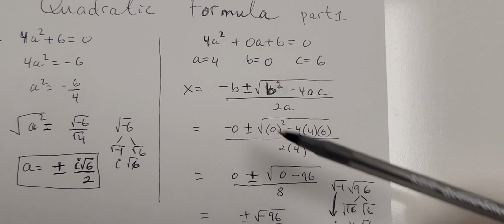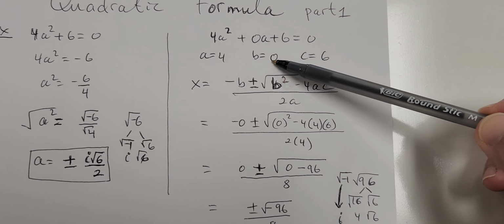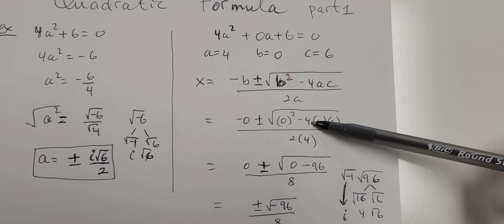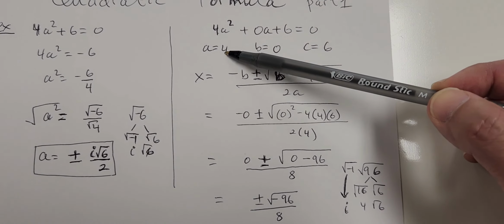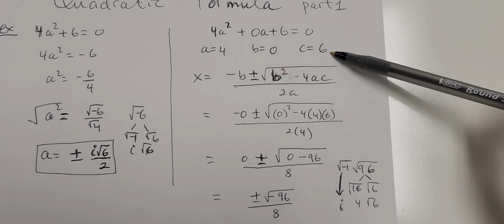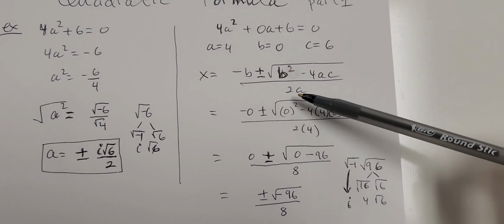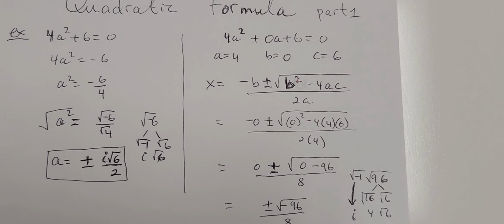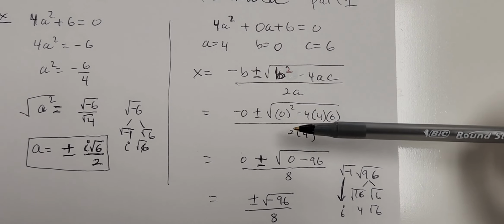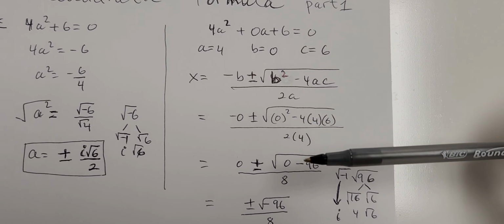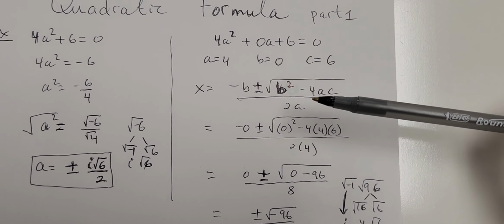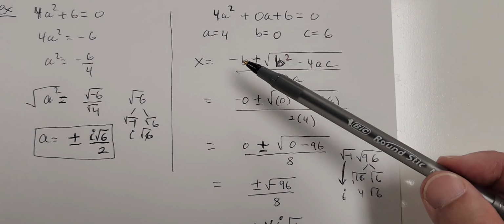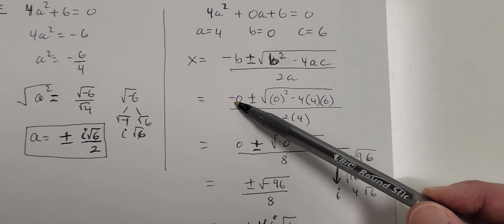One more time. This is b, b is 0. So there's the 0. b is also 0, so 0 squared, minus 4, a, which is this 4, c, which is this 6, all over 2 times a, this is also 4. So a is also 4. Okay? So be very careful when we plug in each letter. Make sure each letter, be very careful what number they are. Okay? So b is 0, so negative 0 is just 0.